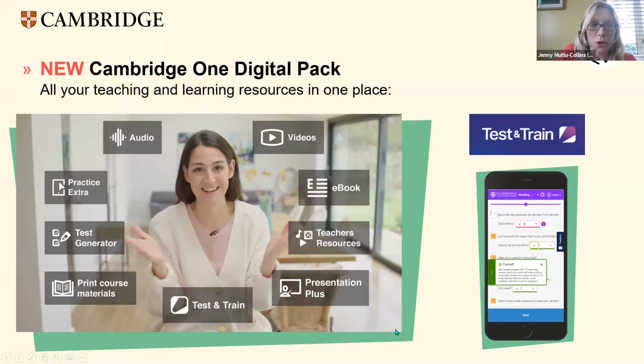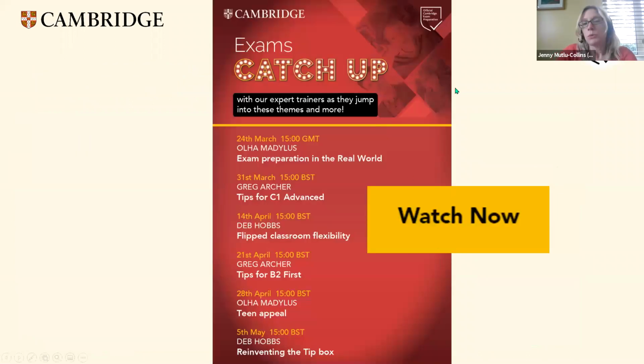Okay, the Cambridge One digital pack comes with all of our new courses this year. Gives you all of your teaching and learning resources in one place. Practice Extra provides additional grammar and vocabulary practice, and Test and Train offers both exam practice and a timed test. The Test and Train also includes plenty of exam tips and guidance, which you can pop up as you work through the tasks.